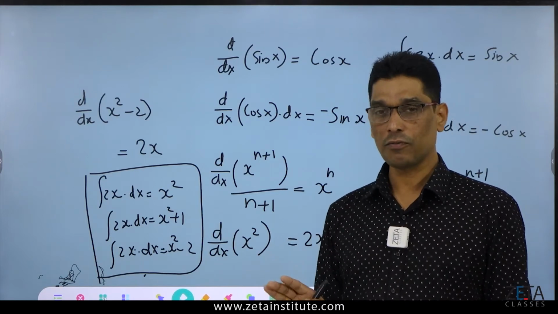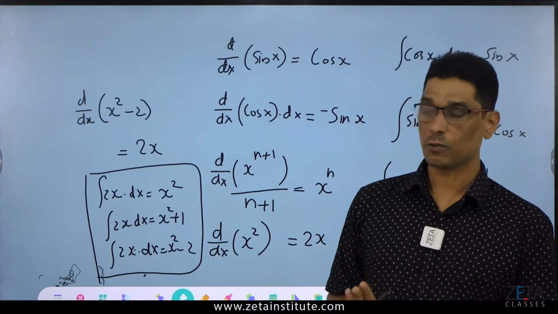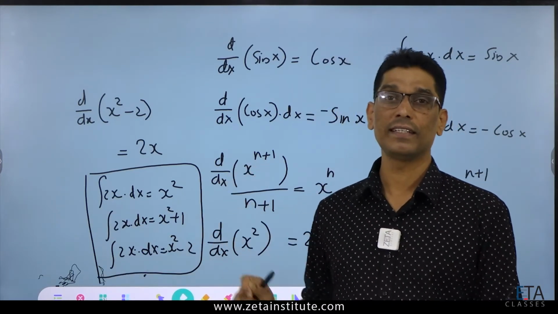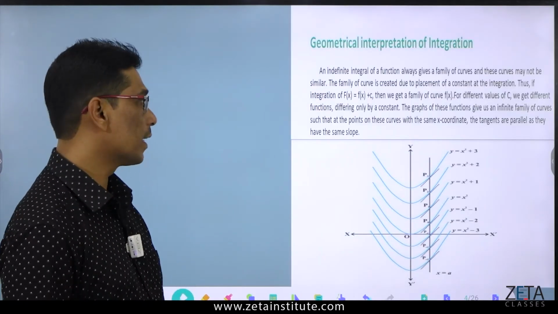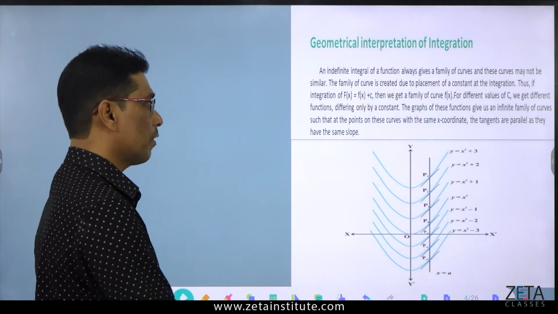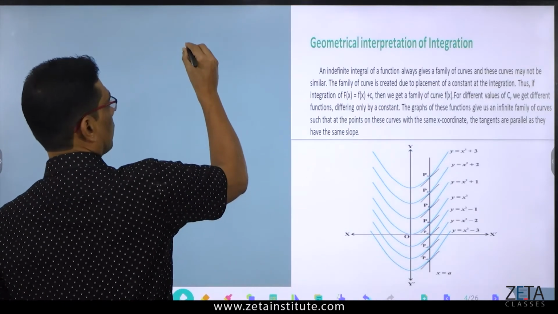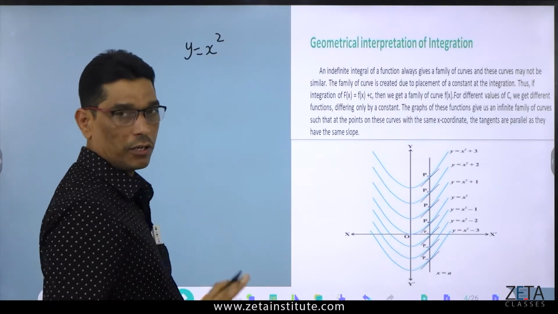Differentiation of x square plus 5000, again I am getting 2x only. So whatever the constant value is doesn't matter to integrate this particular function. Why is it so? Look at the geometrical representation of integration. I took a function here, y is equal to x square. So y is equal to x square is our function.